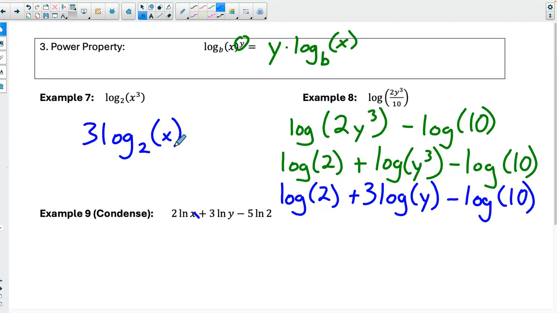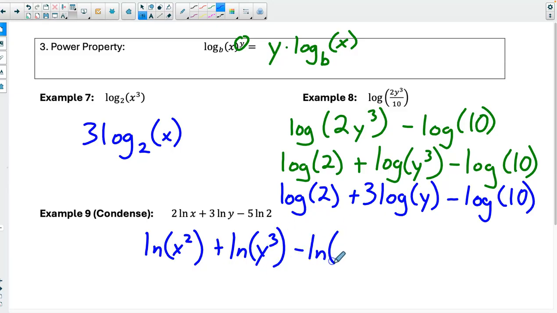Example 9, we're condensing. So the first thing that I deal with is my exponents. I take all of these numbers out in front, the 2, the 3, and then the 5, and I toss them on top as an exponent for all of these pieces. This becomes ln x squared plus ln y cubed minus ln 2 to the 5th. All of my exponents, the numbers in front, got moved, so they are now back to being exponents.